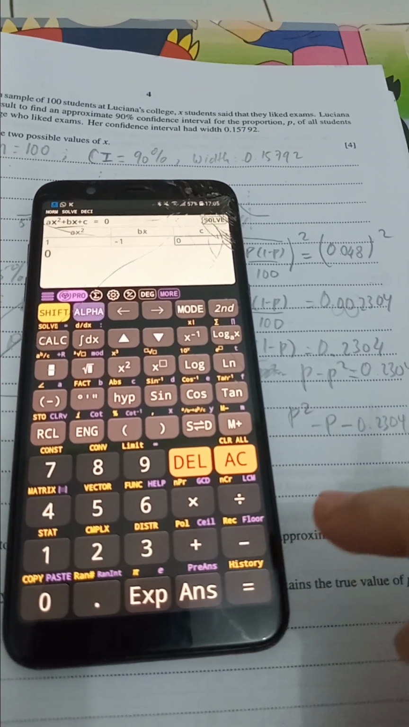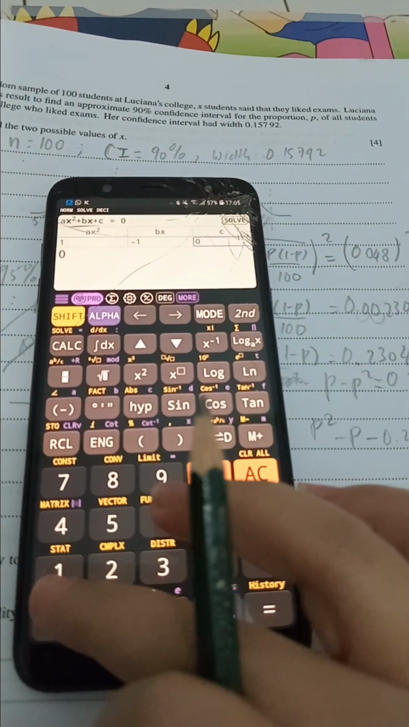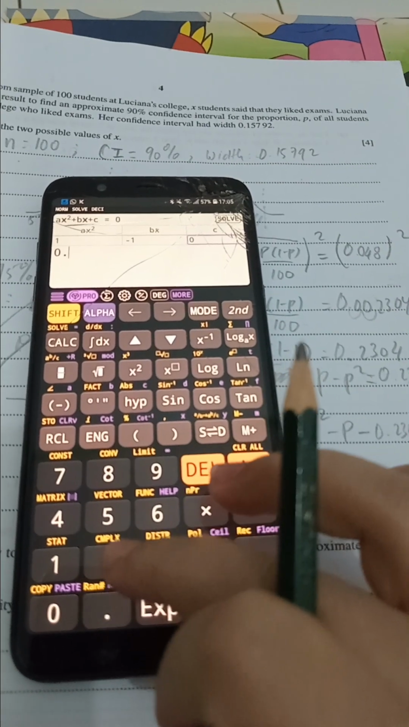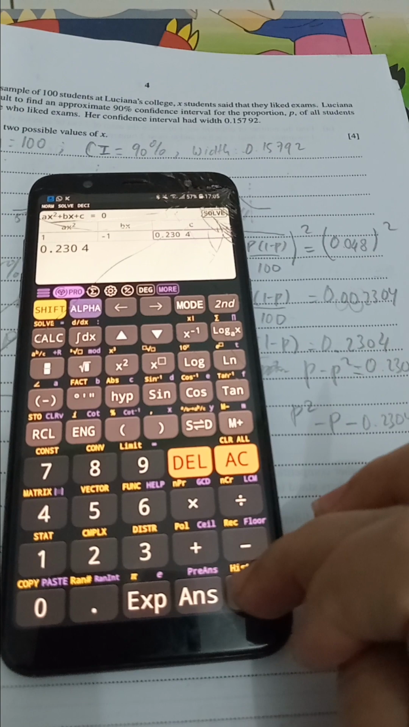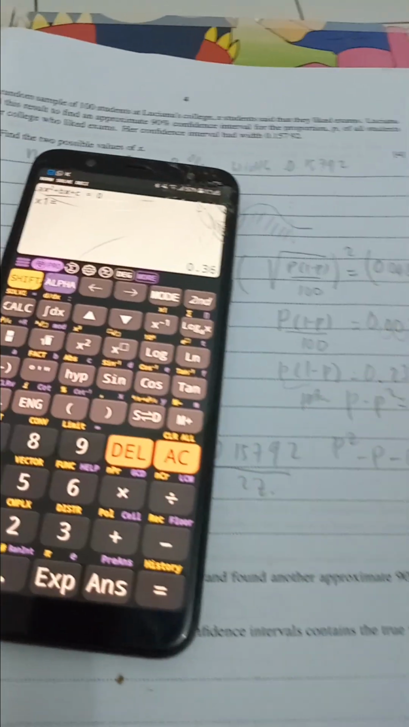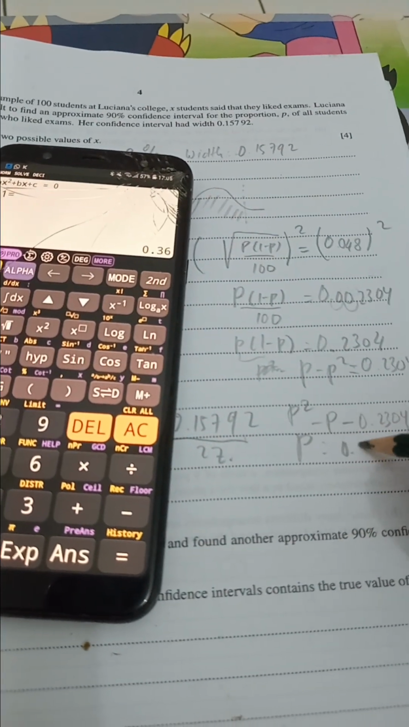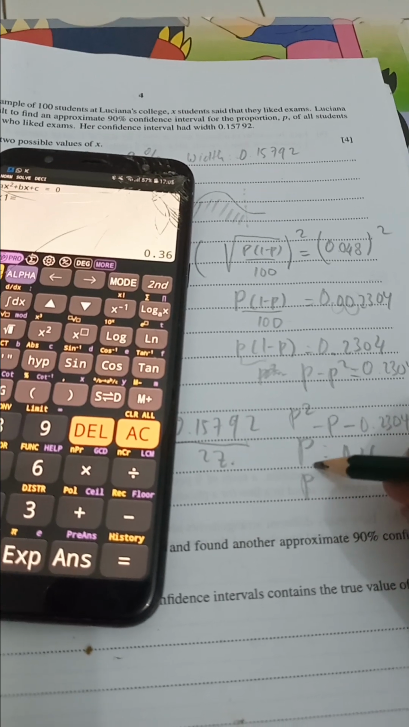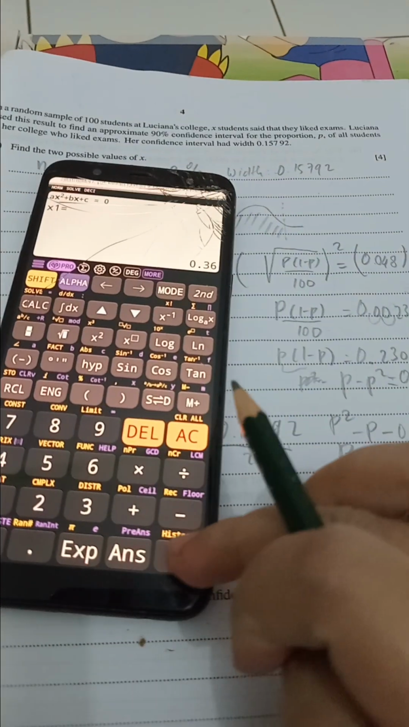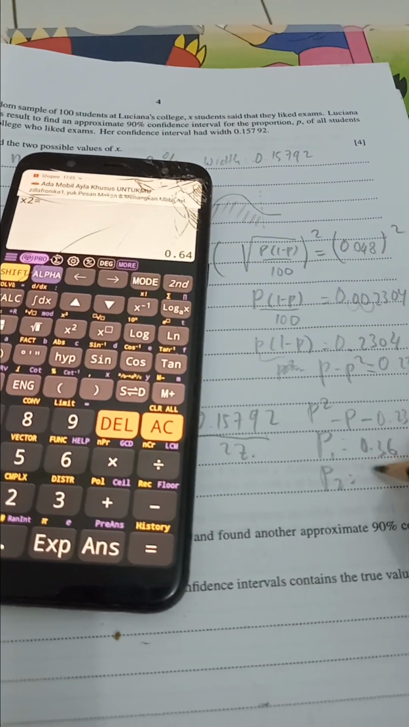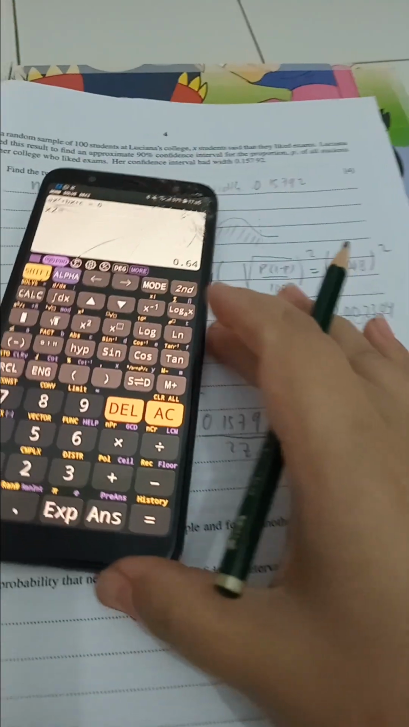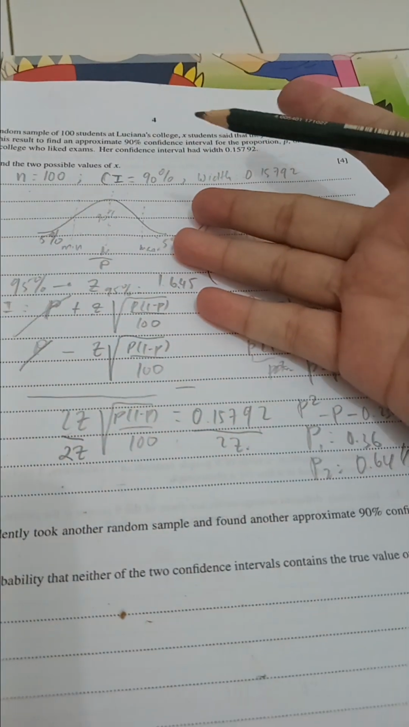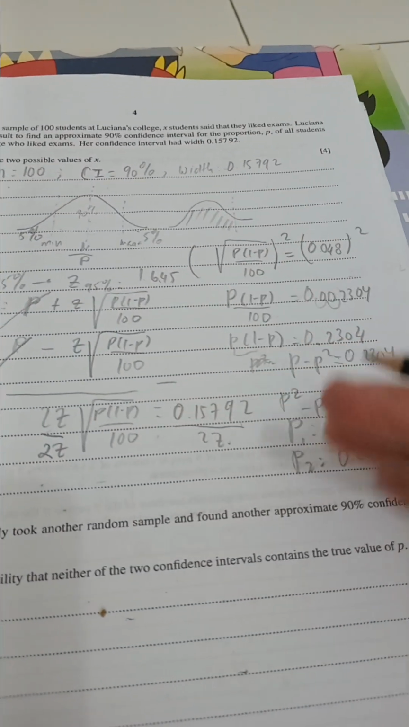Okay, we got the first solution of p, 0.36, then the second solution of p is 0.64. So that's the way to apply the confidence interval and to find the value of the two missing proportions.